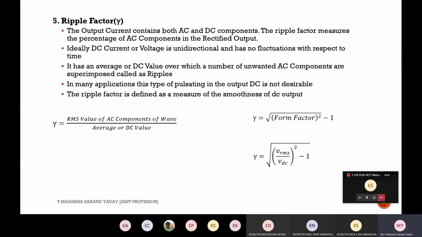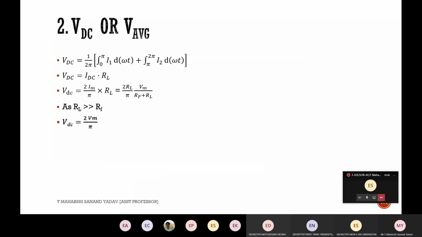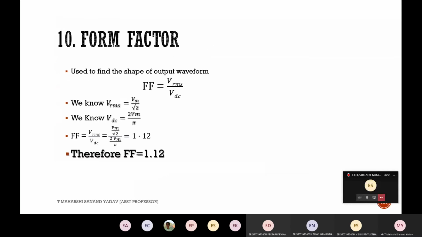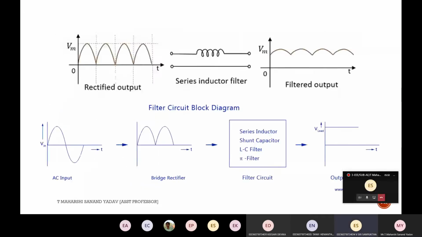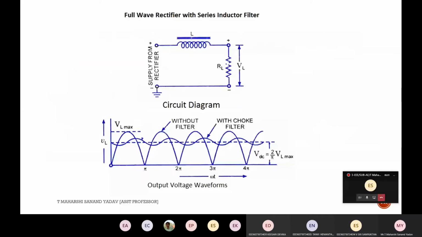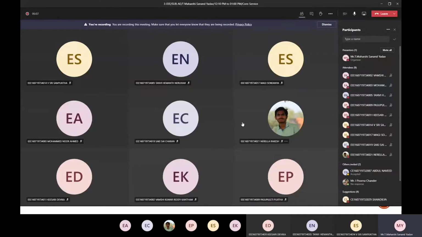So can anyone tell me what we have discussed in last class? Yes, guys, what you have discussed in last class? Anyone? Bridge rectifiers. Okay. So what are the changes that you have observed? Yes, filters. Full wave filter, half wave filter.